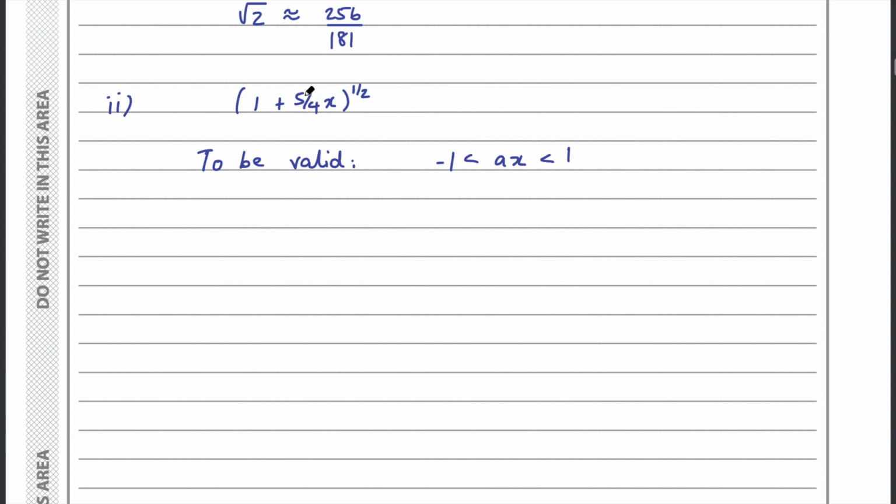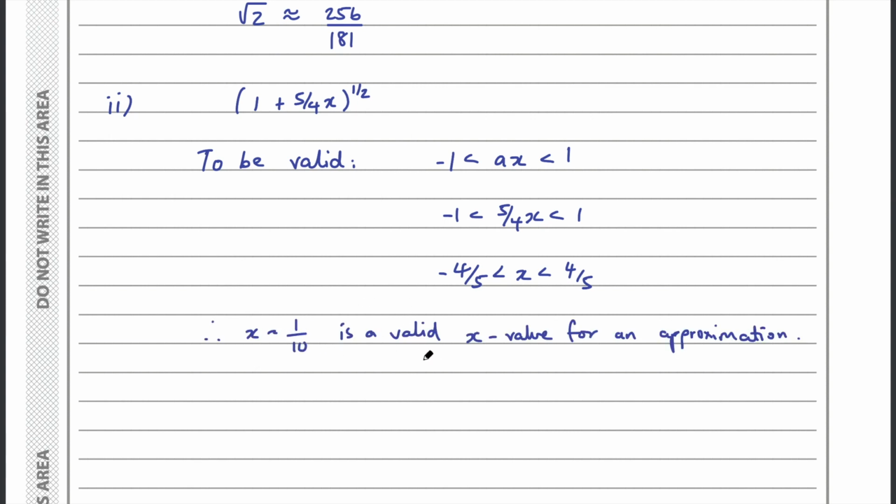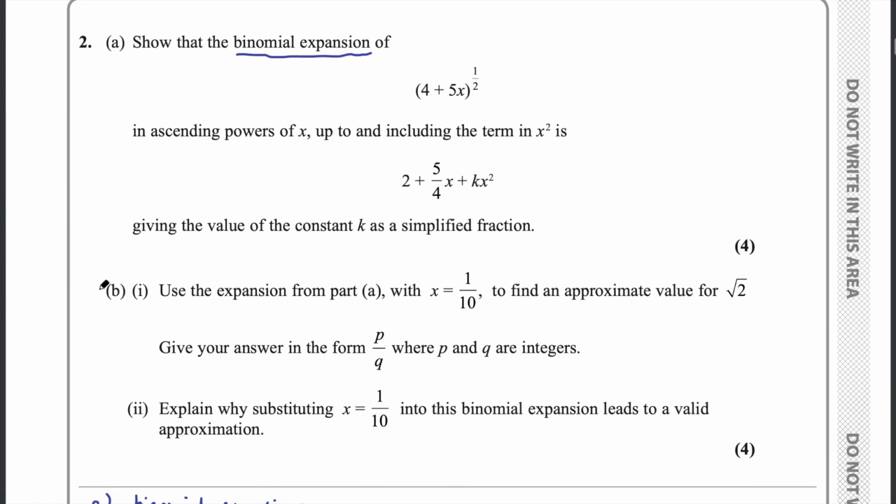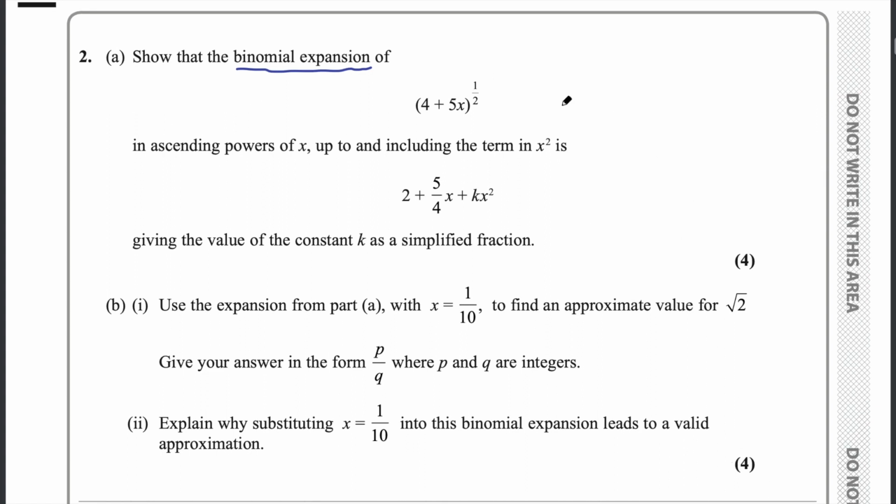So we have an ax of 5 on 4x, so 5 on 4x needs to be between 1 and -1. And we want x by itself, so multiplied by 4 divided by 5, we'll have x between -4 on 5 and 4 on 5. And we have an x of 1 over 10, which is between these two values, so we can say therefore x equals 1 over 10 is a valid x value for an approximation. Okay, going back to the question, that was part B for 4 marks and part A was 4 marks, so question 2 in total was 8 marks.